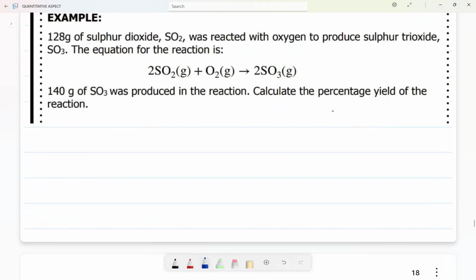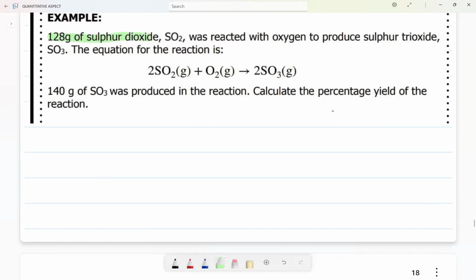Step one, use the known mass to get the number of moles of the known. Step two, use the mole ratio between the known and the unknown. Step three, get the mass of the theoretical yield. And then step number four, calculate percentage yield. Let's see. Talking won't help.